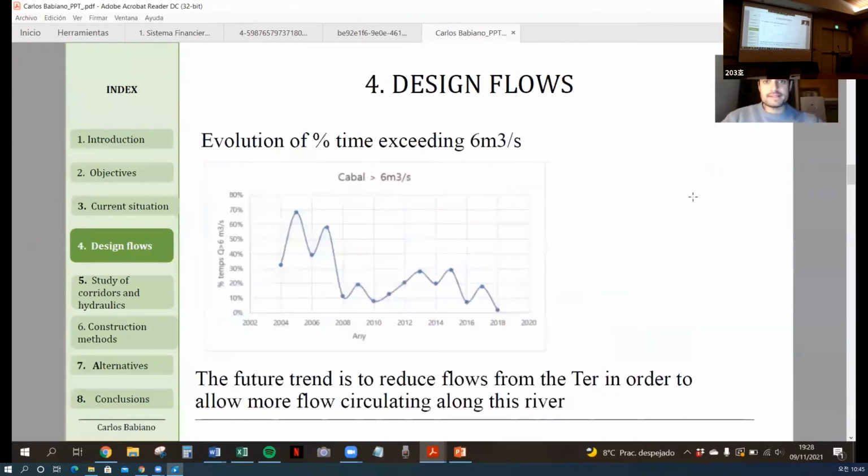And then we can see the evolution over the years of the time that exceeds 6 cubic meters per second.